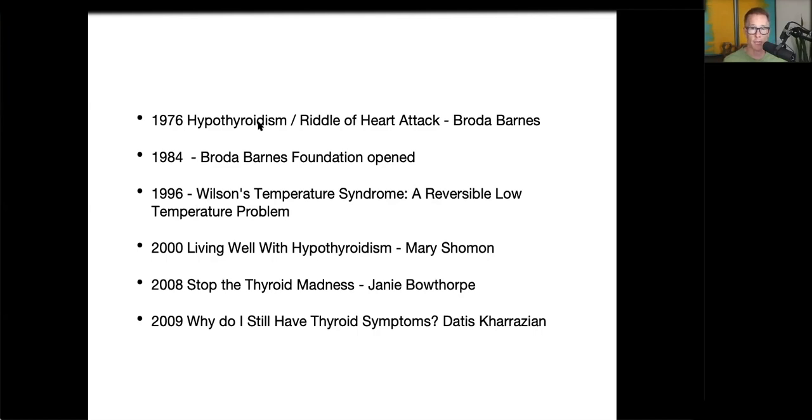He followed a lot of Barnes's ideas, but argued that the culprit was not enough T3 and T4 was the problem. T4 and reverse T3 were the problems. Mary Shaman started writing about this. Later on, we had Stop the Thyroid Madness and the Thyroid Symptoms books.